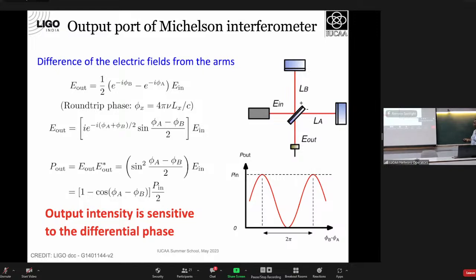So what you can see is that the output intensity is sensitive to the differential phase, and it does not depend on the common phase. So if you have a Michelson interferometer, and the Michelson, as we call it, breathing, so if both the lengths change simultaneously, that is not going to be sensitive to a gravitational wave. It's only the differential length, differential phase that matters. So the common phase is not what we are concerned about at all.